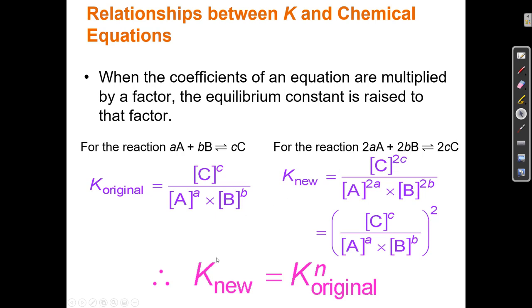So what that means is that in terms of the equilibrium constants, capital K, if I have a reaction and then I have another reaction, and the only difference is that the stoichiometric coefficients are increased by some factor, maybe they're doubled or tripled, or I can figure out what n is. I just took that original reaction and increased it by some factor. Then the equilibrium constants change accordingly. I take the old equilibrium constant and raise it to the power of n, and n is just whatever factor I increased that reaction by. Did I double it? Then n is 2. Did I triple it? Then n is 3, and so on.